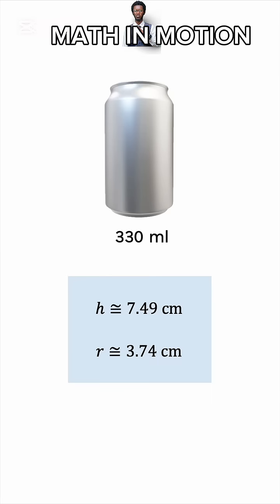This will give you a can that holds 330 milliliters with the minimum surface area possible, so the least amount of material required to make it.